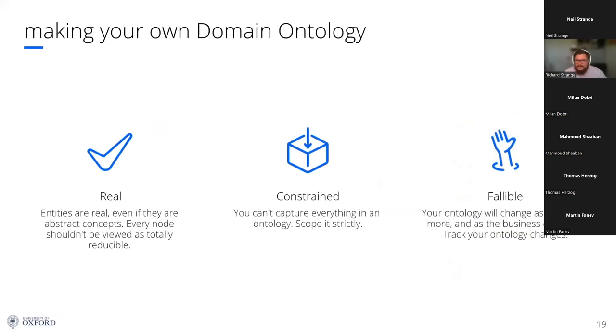But when you want to start building these, the few things we try and stick to is things should be real. Entities should be real in some way or another, even if they're a bit abstract. Okay, they can't just be some weird collection name. You really should scope whatever you're doing as strictly as possible. It makes your life a lot easier. And then if you need to, you branch out bit by bit and test your ontology as you bring more concepts in. Accept that your ontology is going to be wrong and it's going to change.